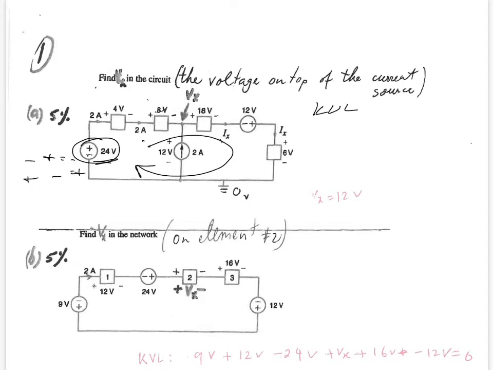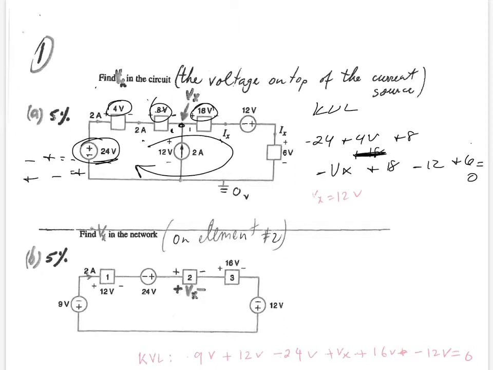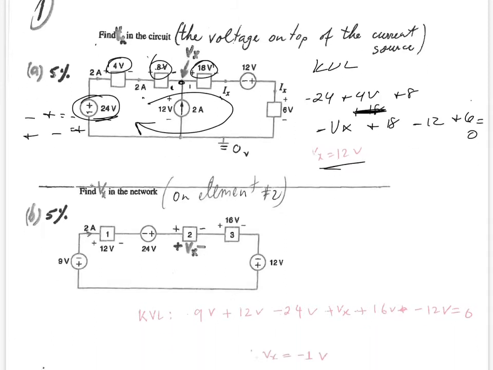So at this 24 volts, it's going from negative to positive. So it's going to be a minus 24 plus 4 volts, this 4 here, plus 8 plus, oops, sorry, got ahead of myself. And then this Vx right here, it goes from a negative to a positive. So that's also going to be a negative Vx plus 18 minus 12 plus 6 equal to 0. If you solve that, then Vx is going to give you 12 volts.